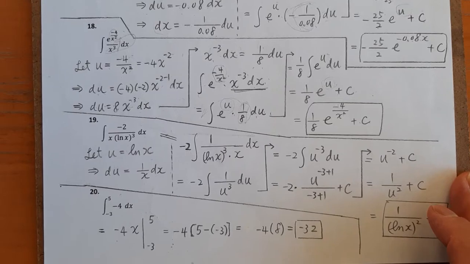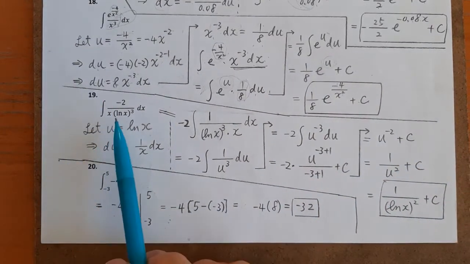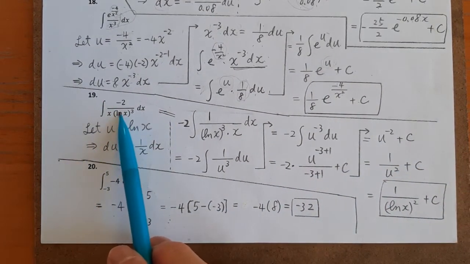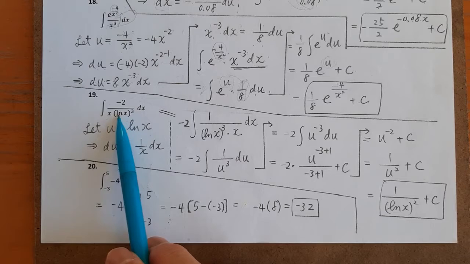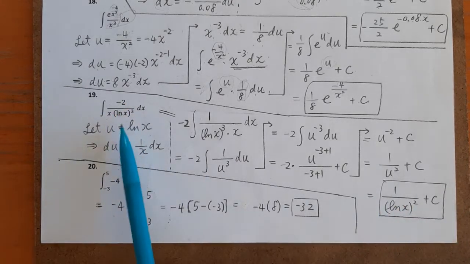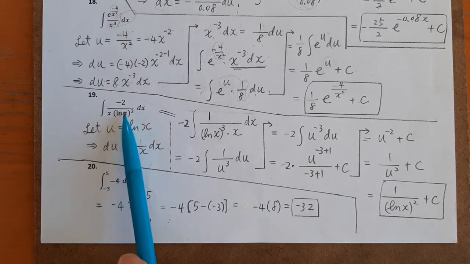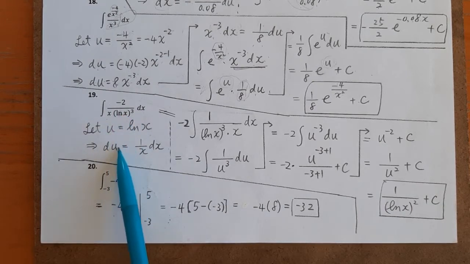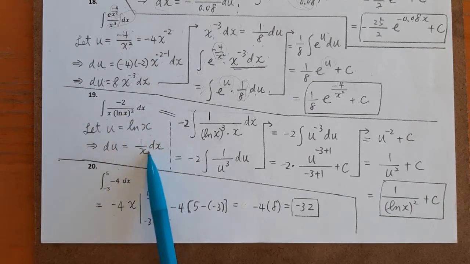Question 19. Integral. Now you look at this one, ln x. If you let this be u and take the derivative, you get 1 over x, because the derivative of ln is 1 over x. So you can let u equal ln x. du is 1 over x dx.